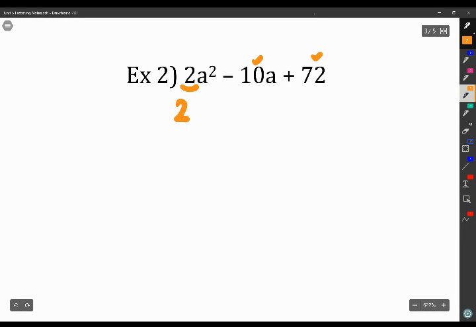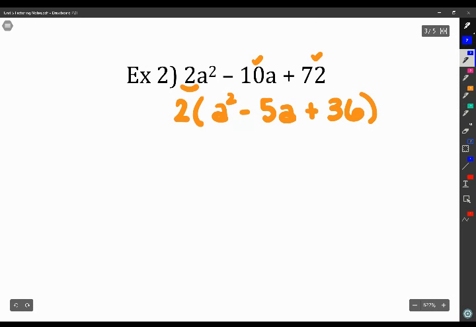We look to see if they have a letter in common, which the first two have an A, but the last one doesn't, so we can't take it out of all of them. So we get a squared minus 5a. And then 72 divided by 2 is 36. And then we're back to what we did before. There's a 1 here. 1 times 36 is 36.